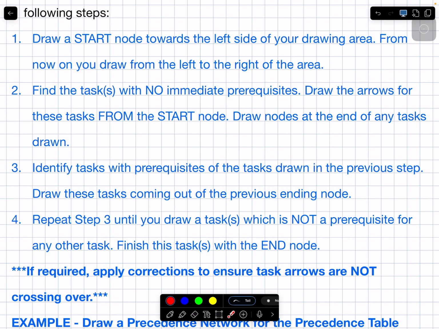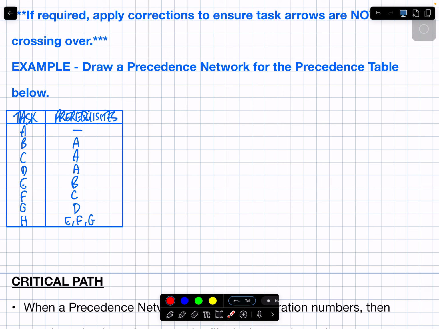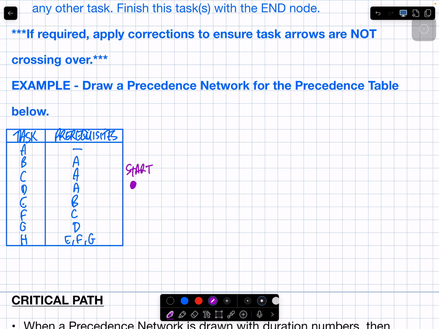The first one is draw a start node towards the left side of your drawing area. From now on, you draw from the left to the right of the area. So this question here, I'm being asked to draw a precedence network for the precedence table below. This is my drawing area. I advise you start from the left. So what was step 1? Draw a start node. Dot, start. Can you copy that, please? So from now on, step 1 tells me I go from left to right because we're a Western country and that's how we read, left to right.